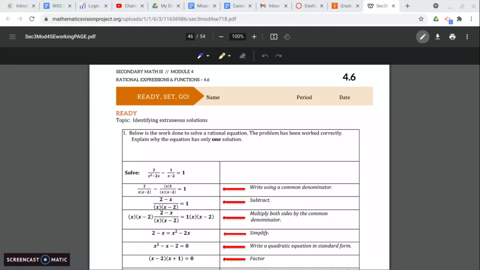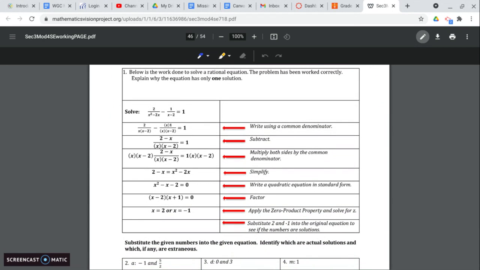So for this first part here, identifying extraneous solutions below is the work done to solve a rational equation. The problem has been worked correctly. Explain why the equation only has one solution. So if we look at this, according to their work, it should be that x equals 2 or x equals -1.